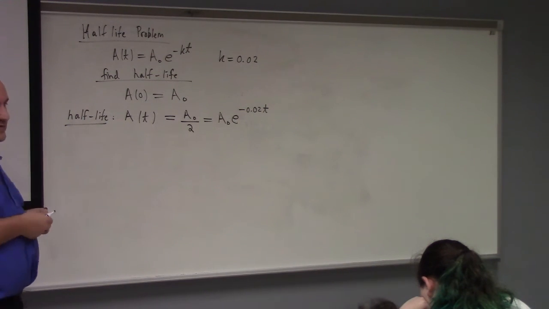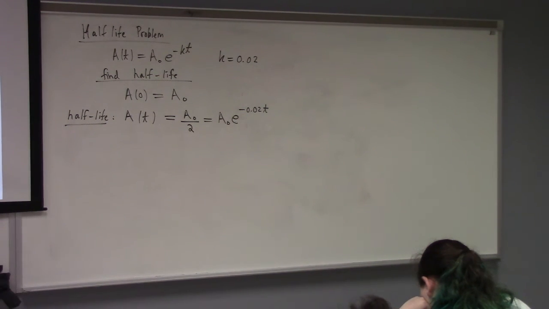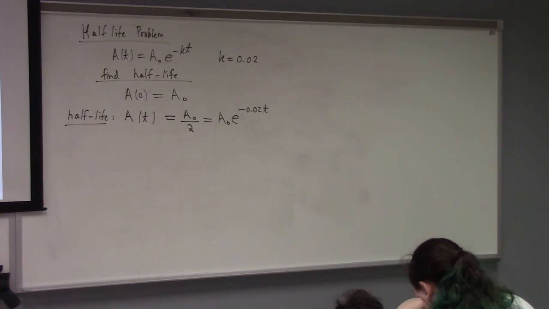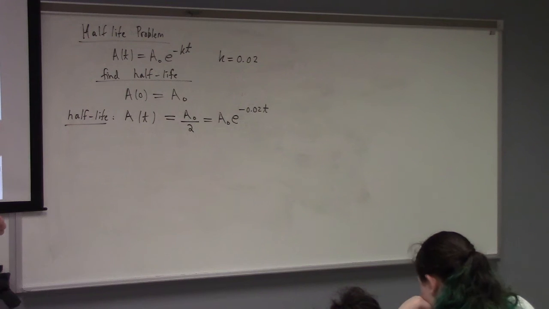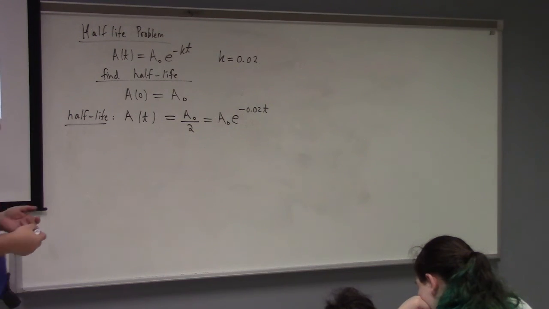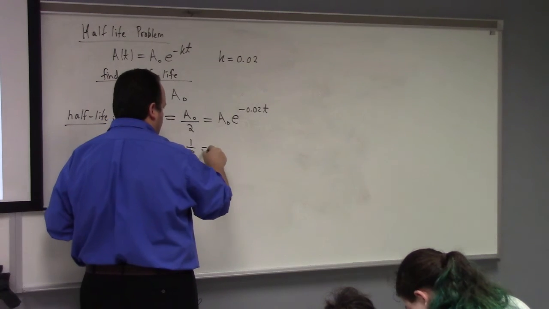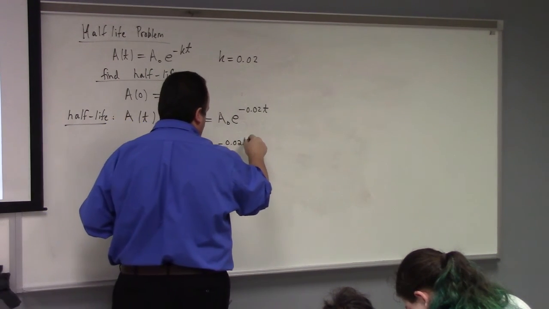So you see, it doesn't matter what A sub naught is, right? Physically, for example, if you have 100 kilograms of uranium-235, or if you have 5 kilograms of uranium-235, the half-life is the same. It's independent of the initial amount. It's just a property of the substance you're talking about. Or free neutrons, right? A free neutron has a half-life of 11 minutes. If you have 100 free neutrons sitting there and you wait 11 minutes, you should have only 50 left, statistically speaking. So the A naught doesn't matter, it cancels, right? So we just have to solve 1/2 is equal to e to the minus 0.02t.